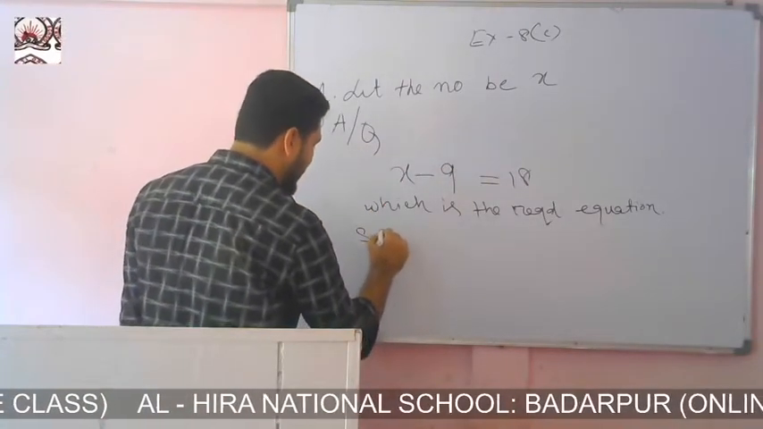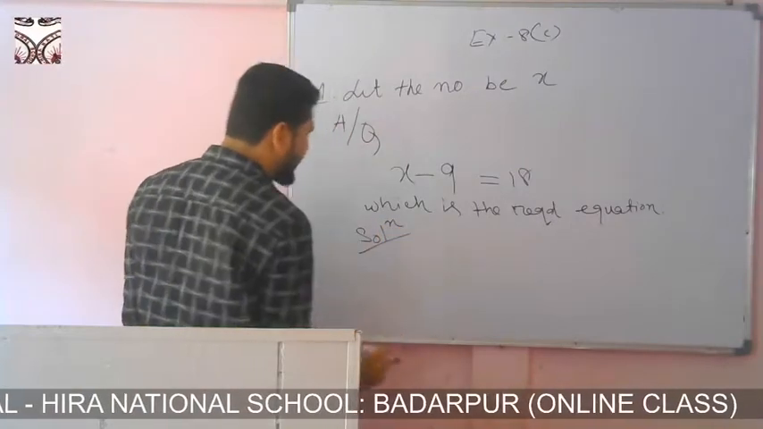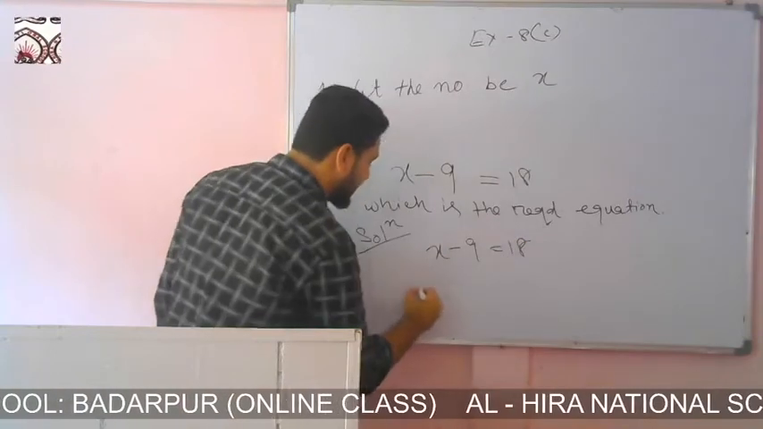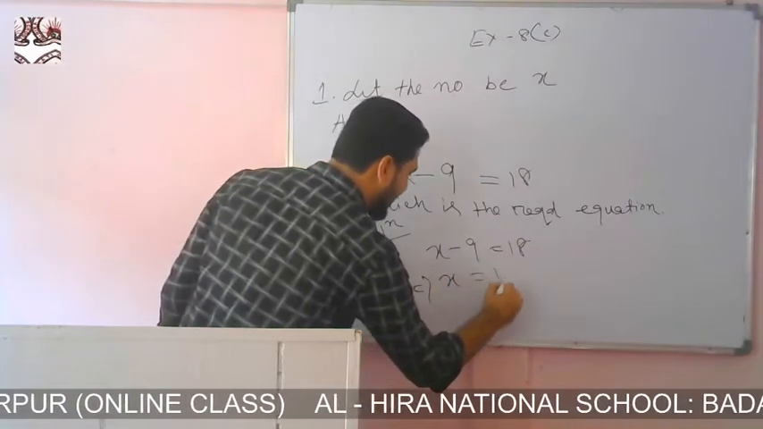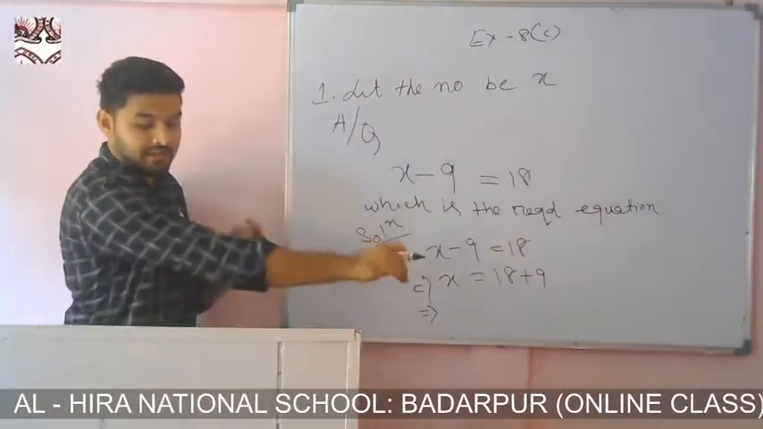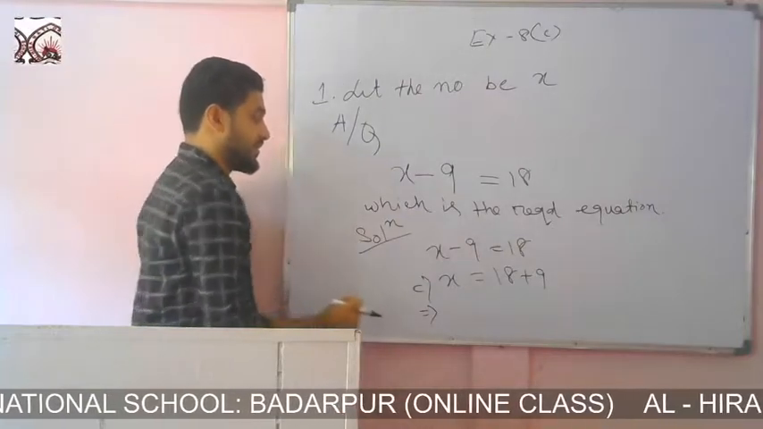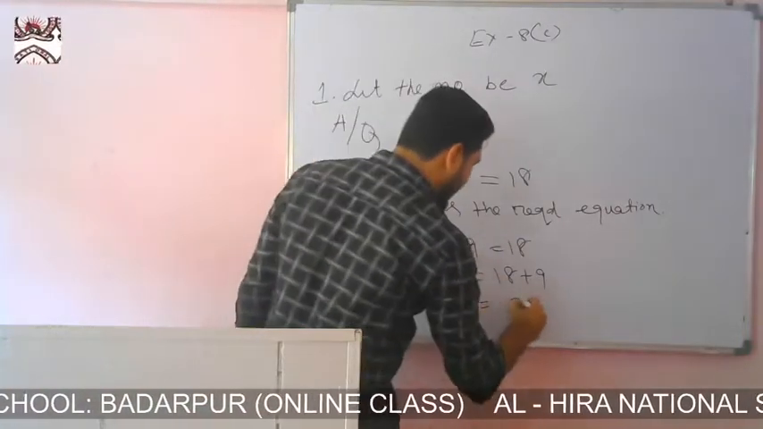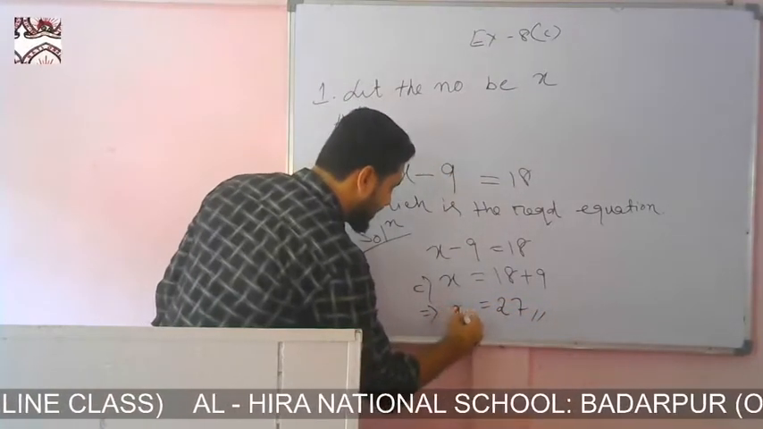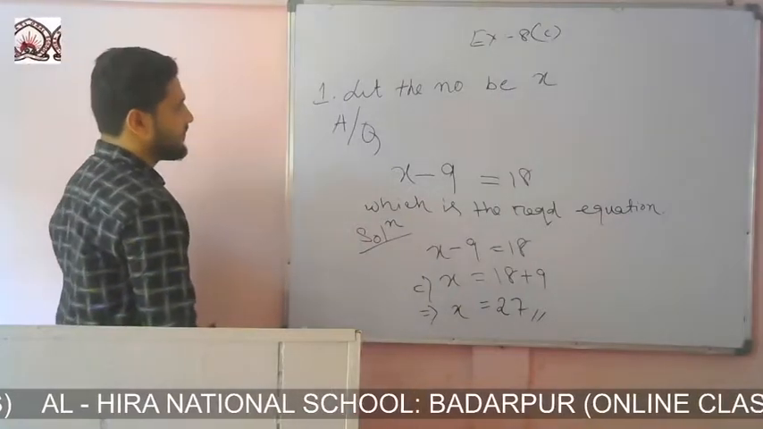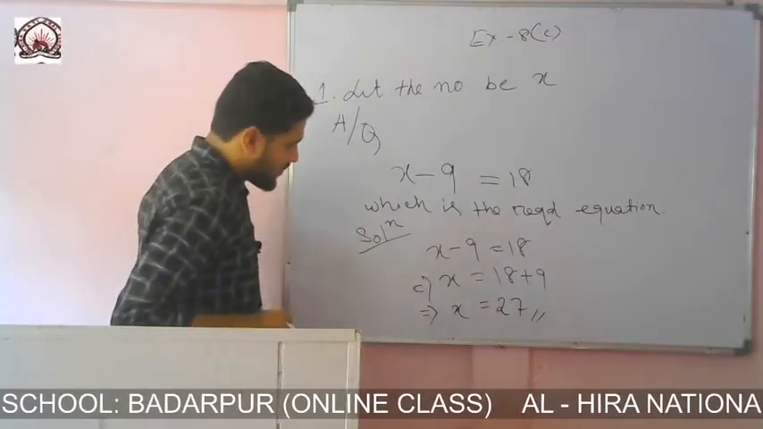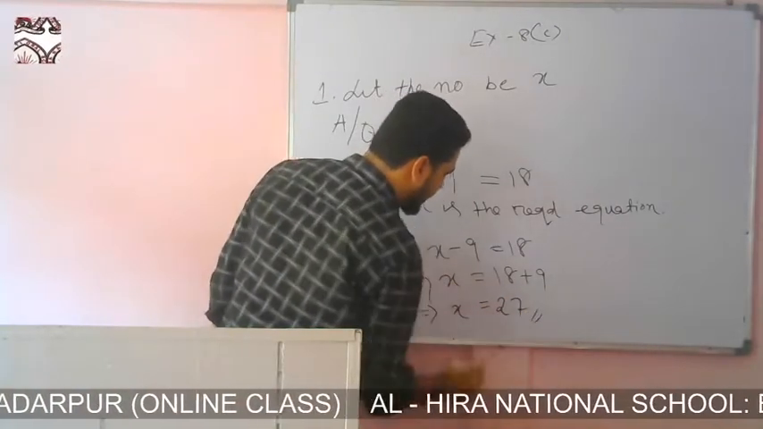Okay. Now write solution. x minus 9 equals 18. Then if I find x, it will become 18 plus 9. Then if I add, we will get 27. 9 plus 8 is 17, and the hand 1 plus 1, 2, so 27. So you can write x equals 27. So in the last portion you can write, yes, 27 is the answer.